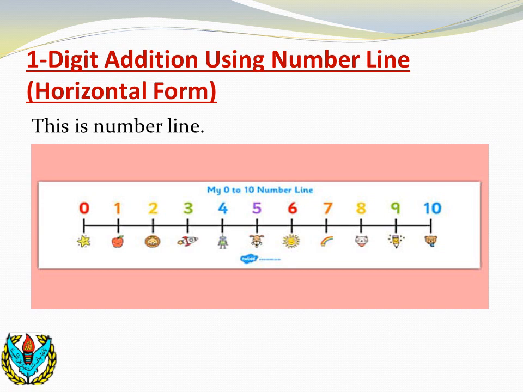Now we will learn one digit addition using number line. First we will learn addition in horizontal form. What is horizontal form? Horizontal form is when we move from left to right across the page. Here is a number line you can see on your screen.